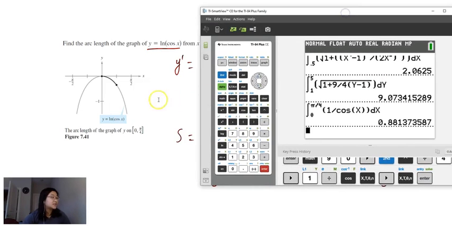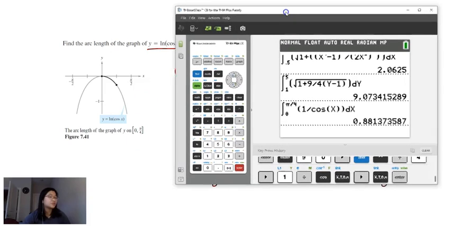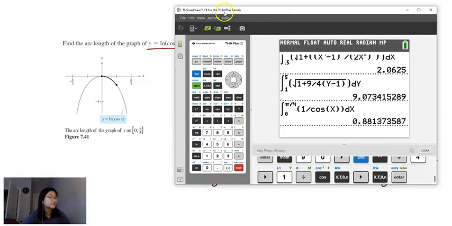.881, and that seems about right. Cool. All right.